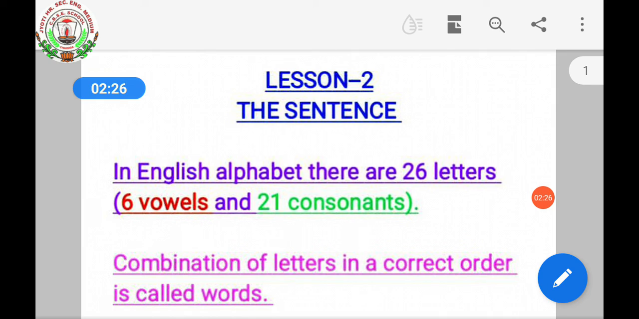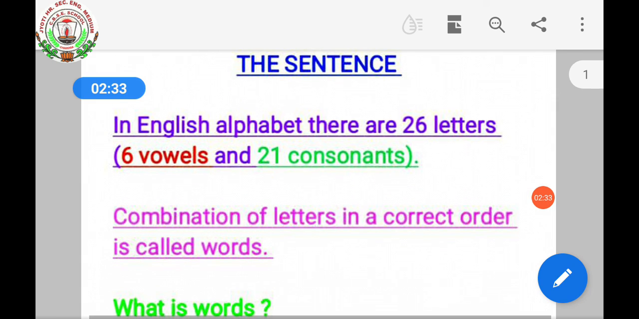In the English alphabet there are 26 letters. How many letters? 26 letters. You already know it. 5 vowels and 21 consonants. So combining both the vowels and consonants, meaning taking some letters from these 26 letters, we make a word. A combination of letters in a correct order is called a word. Combination of letters means combining 1 or 2 or 3 or so many letters, we combine them and make a new word from these 26 letters.